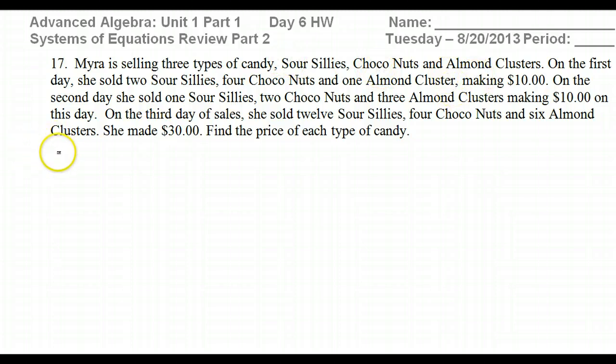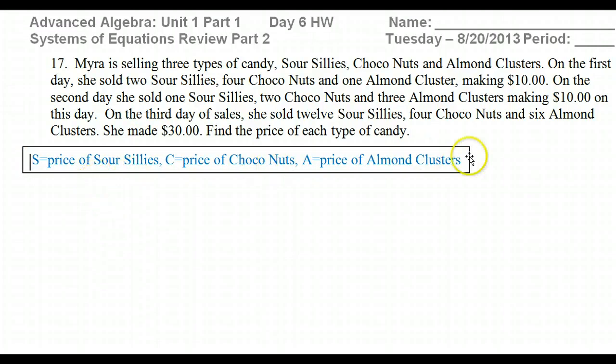So I will use S, and you know what, I'm going to write this down off camera to save time. Okay, so here I have defined my variables. S for the price of sour sillies, C for the price of choco nuts, and A for the price of almond clusters. Now let's get those 3 equations going. It just looks to me like there's going to be 1 equation for each day.